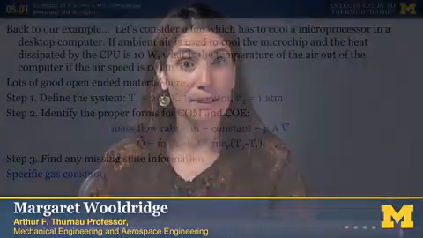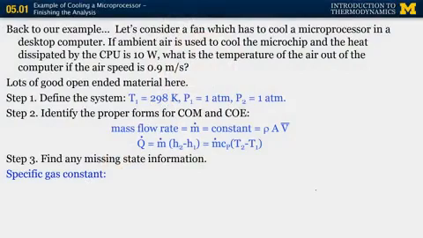Okay, welcome back. Now let's finish our analysis of our microprocessor. So remember, we had some general information that we had to interpret, and we wanted to then determine what the temperature of the air would be, the cooling air, after it had been directed across the microprocessor. So last time we set up our system, so let's go ahead and redraw that on this figure.